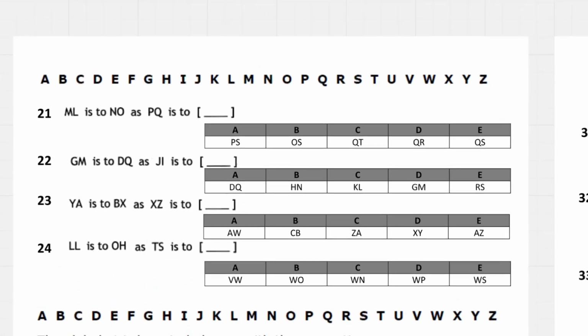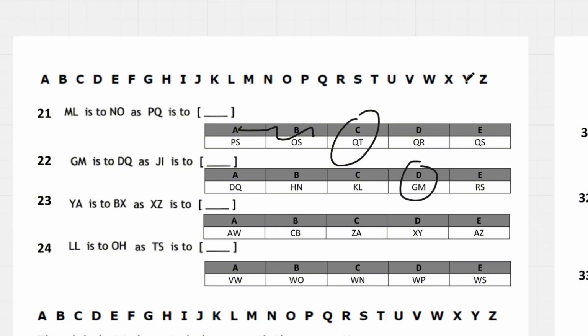Then question number 21, M to N, just the one after, it's going to be Q at the beginning. L to O plus 3, Q plus 3 is T, we get QT. And then 22, G to D is going to be minus 3, J minus 3, 1, 2, 3, we get G, which means D is our answer.